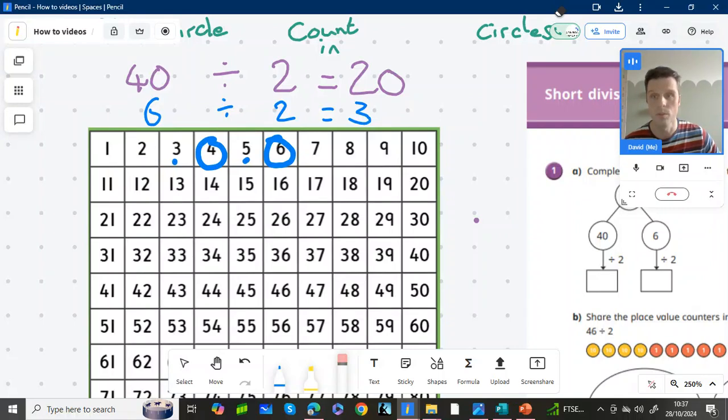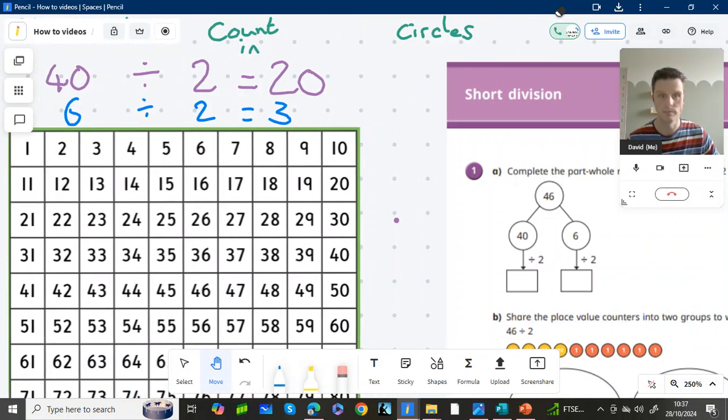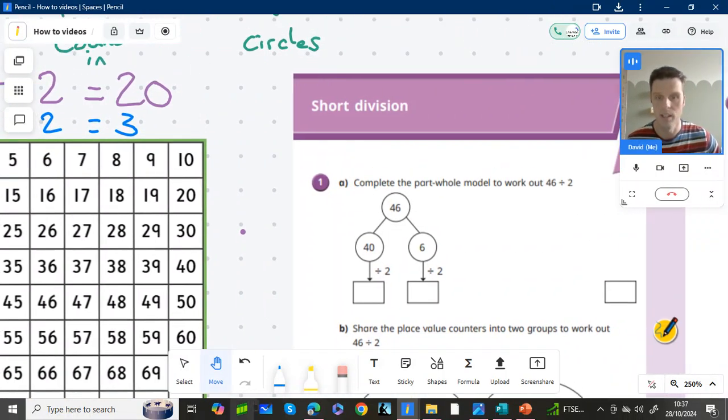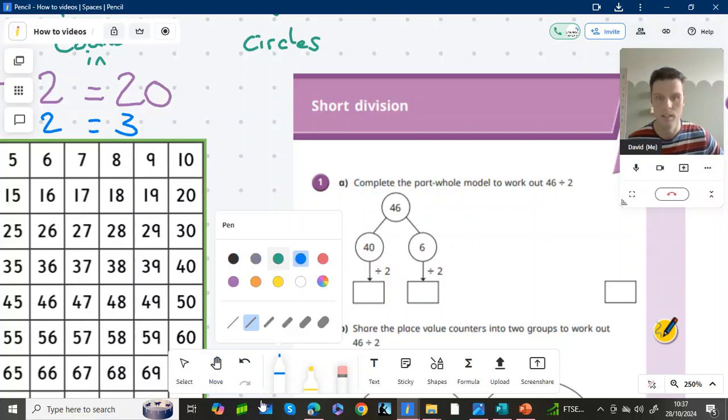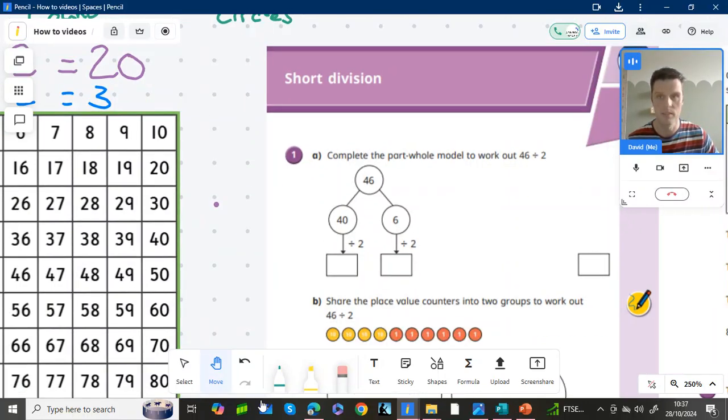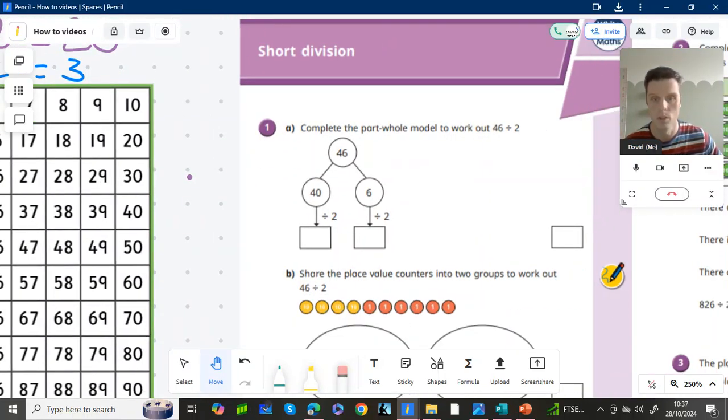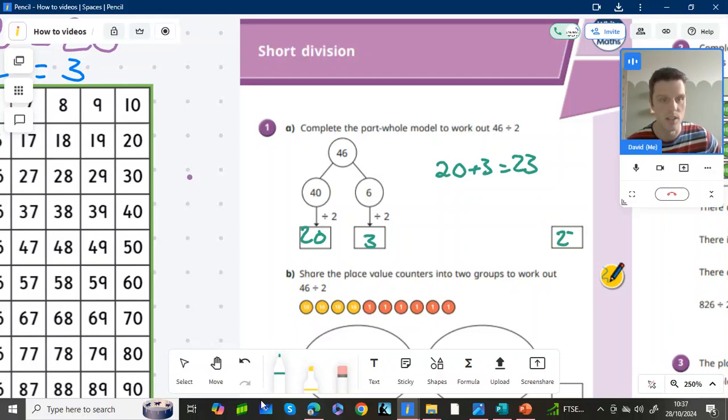And then what we need to do is add them together. So on here, I record my answers, which was 20 and 3. Add them together, so 20 plus 3 equals 23. And I record my answer in the box provided.